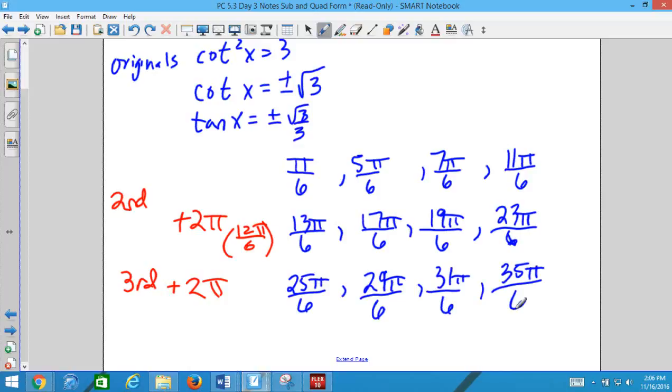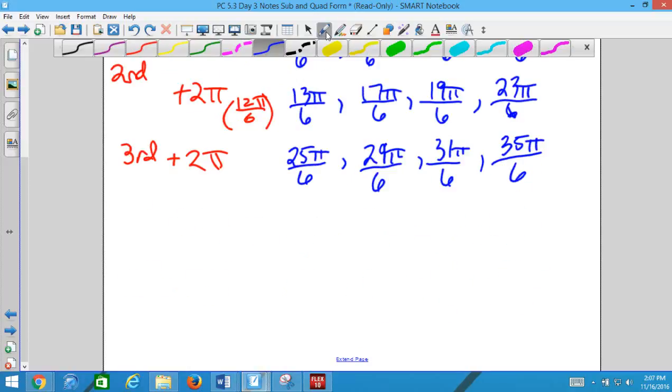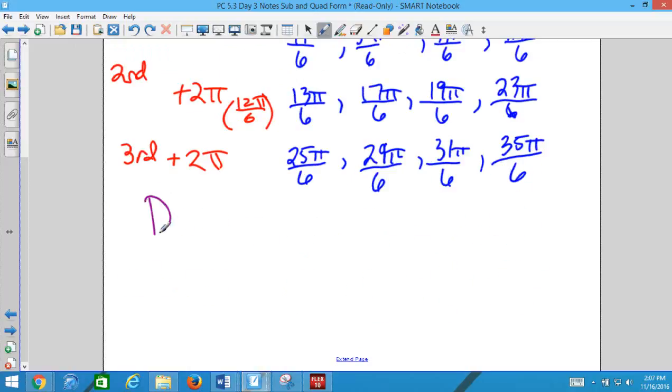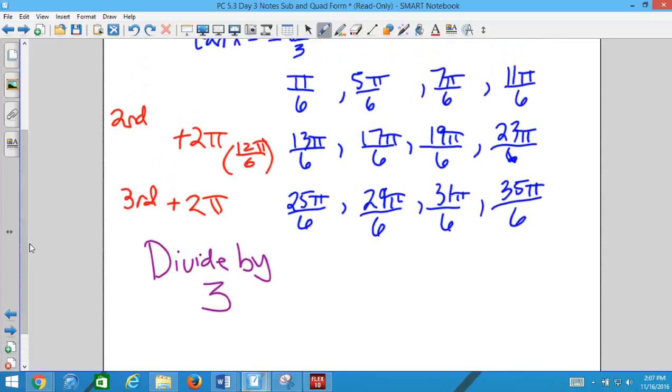Oh my gosh, we're not done yet though. What is our final answer? What do we do to the originals? We multiply everything by 1/3 or we divide everything by 3. So what will the denominator be for every single one of these? It will be 18, but none of the numerators change.